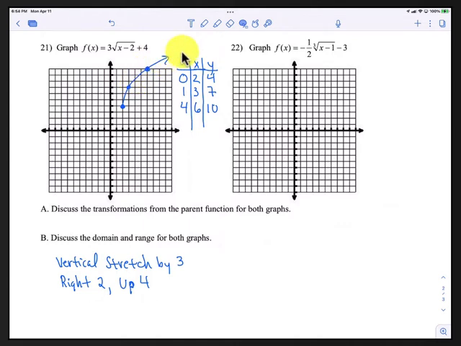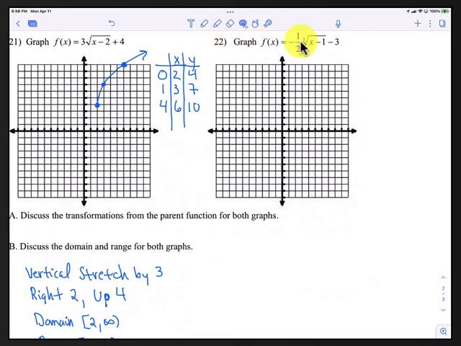All right, finally, what is the domain and the range? Well, the domain starts at x equals 2 and goes towards infinity. And then what is the range? The range starts at 4 on the y-axis and goes up towards infinity. So our domain is 2 to infinity and the range is 4 to infinity.